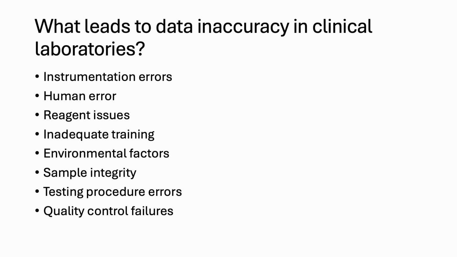Sample integrity. Degraded, hemolyzed, or contaminated samples can produce inaccurate results. Testing procedure errors. Deviations from standard operating procedures can lead to variability. Quality control failures. Not having or not following stringent quality control measures can allow errors to go undetected.